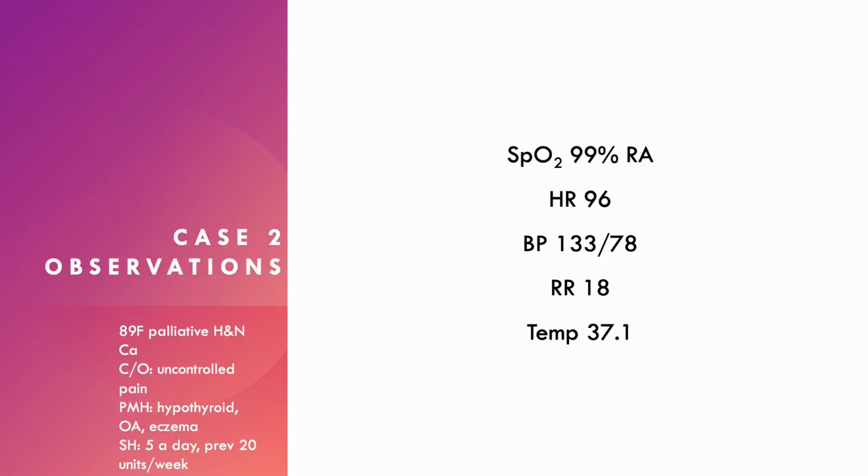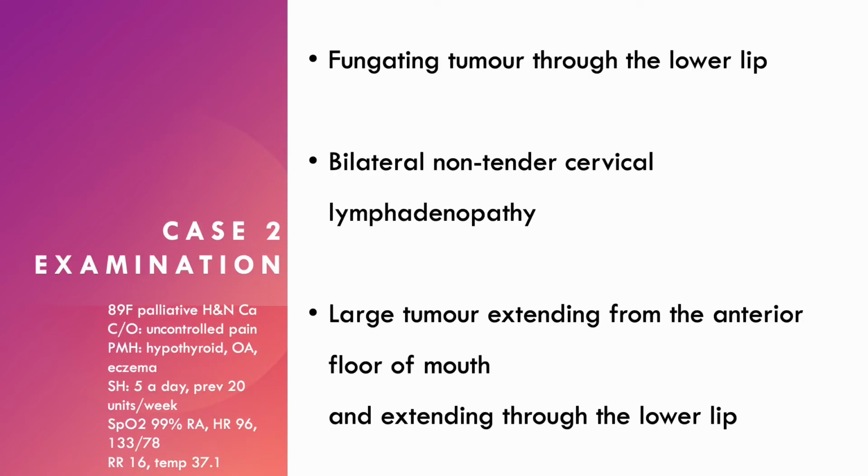So you get given the patient's observations. She has an oxygen saturation of 99% on room air, a heart rate of 96, a blood pressure of 133/78, and a respiratory rate of 18, and a temperature of 37.1. These are relatively normal observations. Her heart rate is on the high end of normal, but it is still within the normal parameters. These are relatively reassuring that the patient isn't septic, but infection is always something that you need to keep in mind. So then we move on to examination.